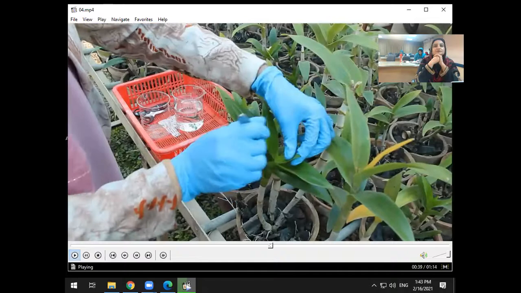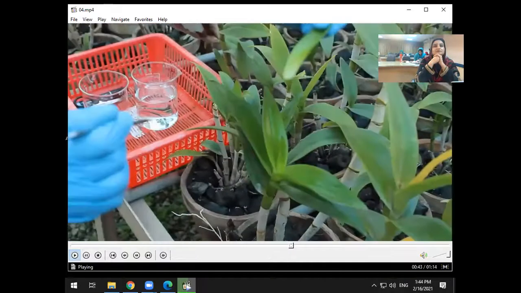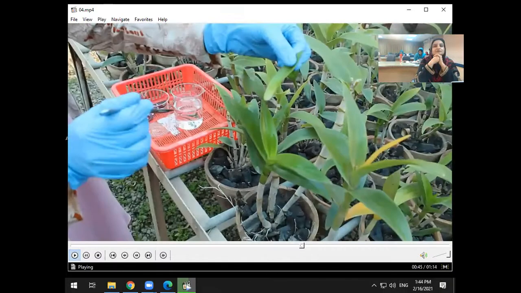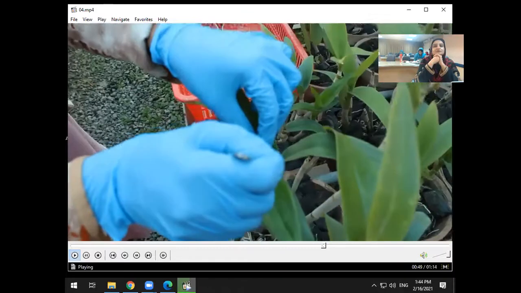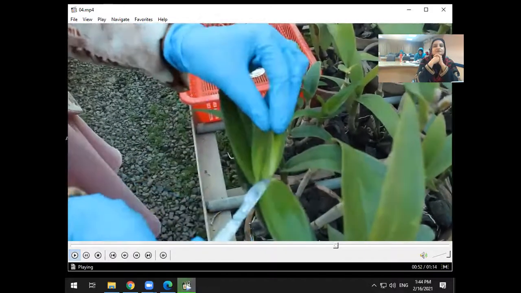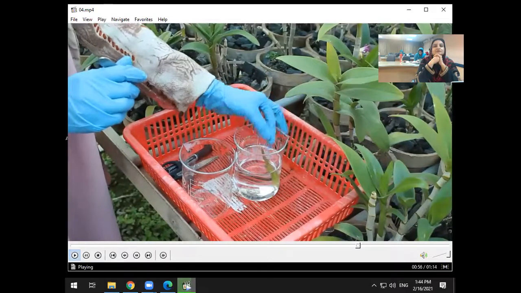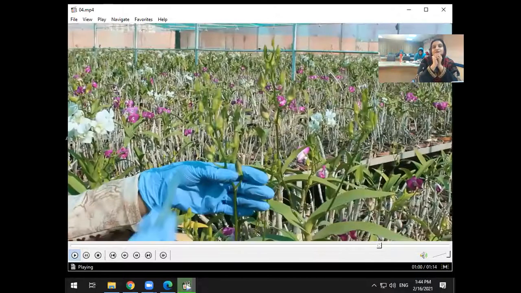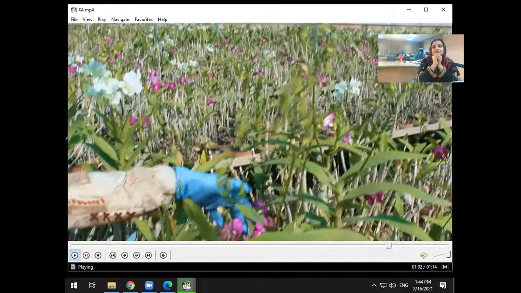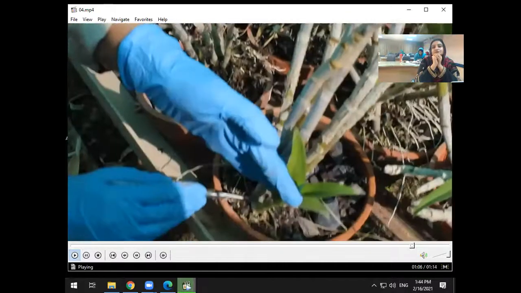Young, healthy, fresh leaves will be excised and dip into water. And will be taken to the lab for initiation of tissue culture experiment. Explant can be buds, flower, or stem.